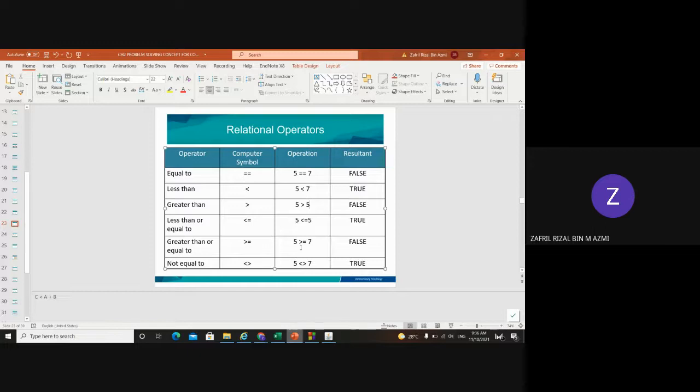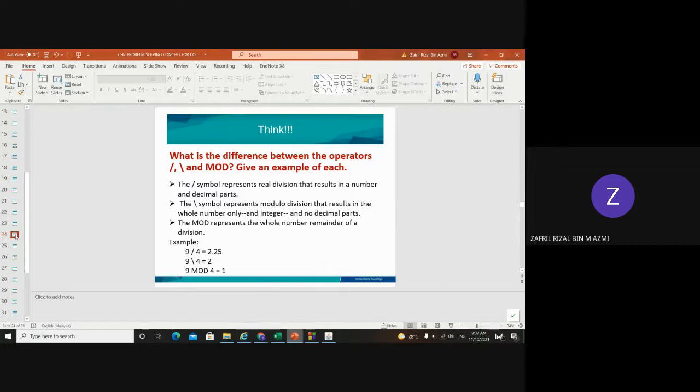So again, this is very basic. This is greater than or equal to. This is not equal to. Sometimes we use this symbol, which is the same as this one. It is based on the programming language that you use. Sometimes it detects this as not equal, sometimes it detects this as not equal to. Alright, so this is relational.